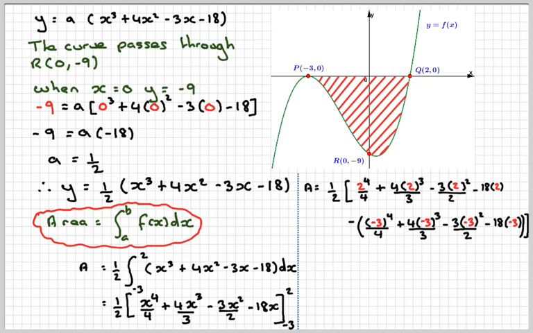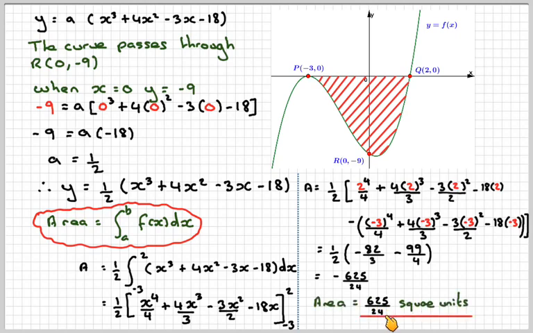Now on my calculator, what I did was I did a half, then I worked this bit out and got -82 over 3, minus this bit here, which gave me 99 over 4. Then working that all out on my calculator, and I did make sure that I used the fraction button, I got -625 over 24. Now, the minus sign indicates that the area is below the x-axis. We just require to find the area, so the area will be 625 over 24 square units.